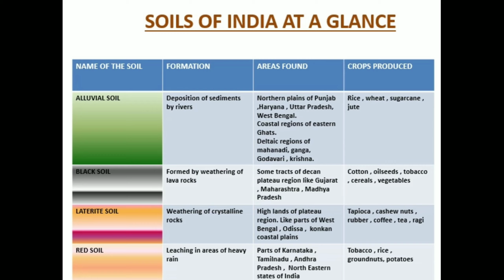The crops produced in alluvial soil are rice, wheat, sugarcane, jute. The crops produced in black soil are cotton, oilseeds, tobacco, cereals, vegetables. The crops produced in laterite soil are tobacco, cashew nuts, rubber, coffee, tea, ragi. The crops produced in red soil are tobacco, rice, groundnuts, and potatoes.